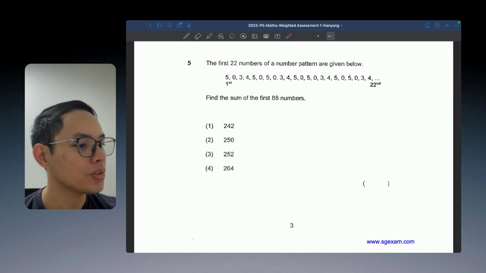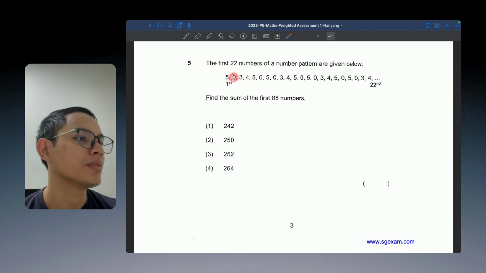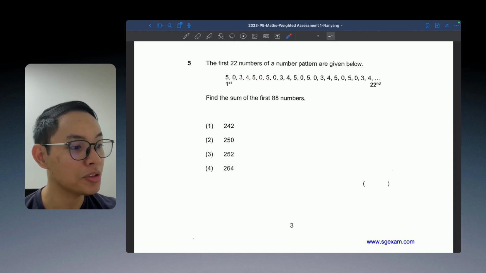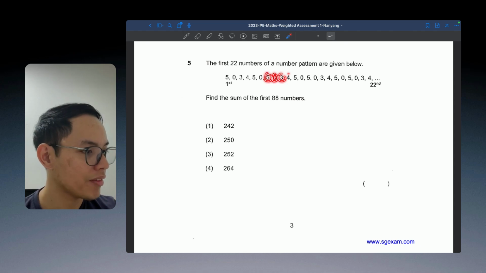Okay, so you see your first number is 5. The next number is 0. Next number is 3. Next number is 4. Then you see 5, 0 again. So you might be expecting it should be 3, 4 again, right? Nope. It's again 5, 0 and 3 and 4, right? So in a sense, it is repeating, but this is what it looks like.